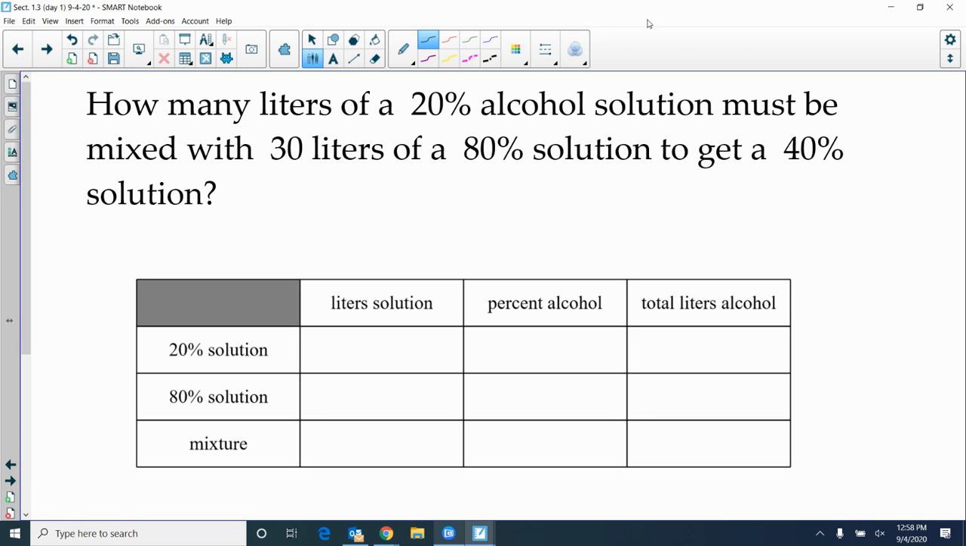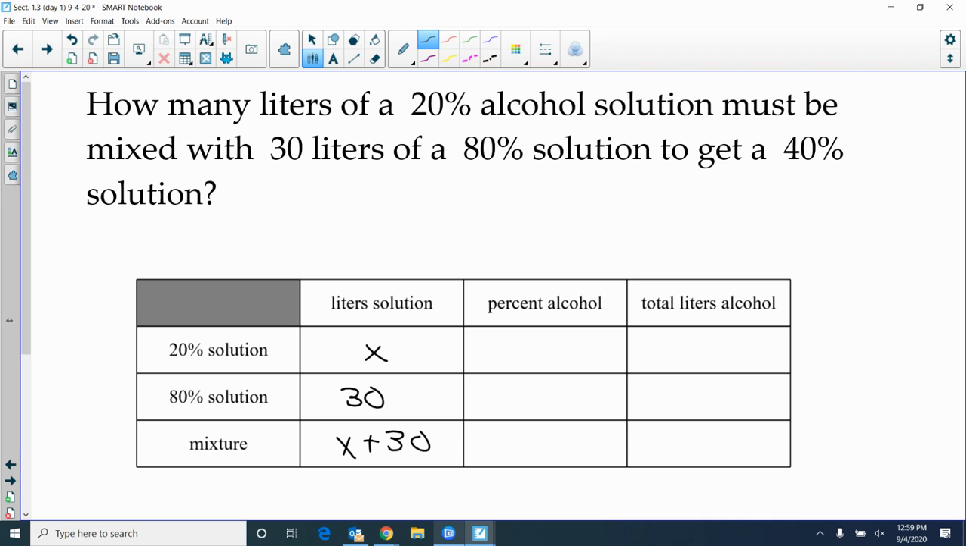What you can do is talk about the first solution, the second one, and then the final mixture. It's always amount and then percent. Well, for the M&Ms, it was amount and then cost, so the columns can adjust a little bit. For the liters of solution for this one, they don't know how many for the 20%, so we put down X here. We know there's 30 liters of the 80%. That gives a total we don't know, but you have to add them. How do you represent it? As X plus 30.